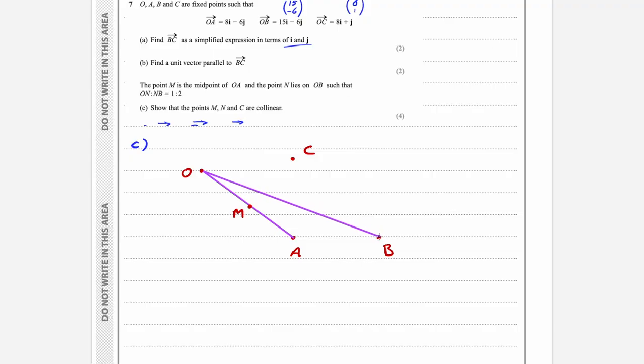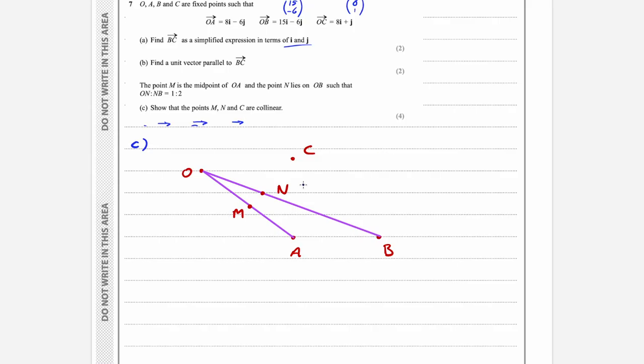Okay, so this is OB, and then N is on this such that ON to NB is 1 to 2. Now, I kind of know, guys, because these are on a straight line, it's going to be here. Now, I need to show that it's on a straight line, not just with this diagram. That kind of makes sense that this is like one of these is 2 of these. So that's 1 to 2, and one of these is one of these, 1 to 1, because it's the midpoint. Okay, so then we have to show that M, N and C are collinear.